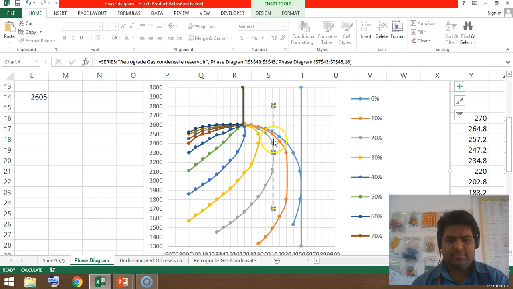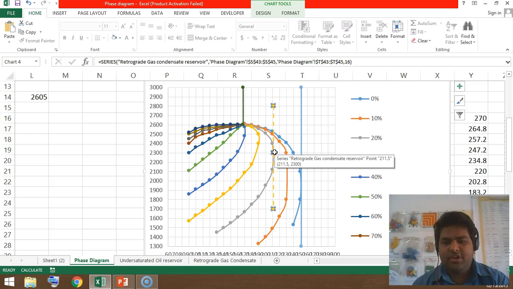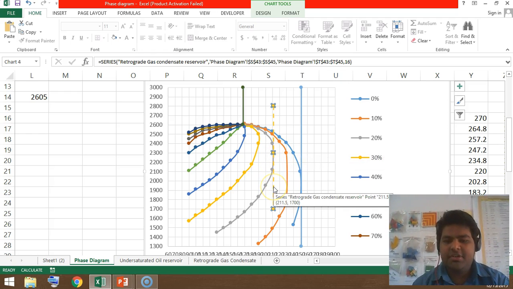But then as we produce further, the pressure drops further in the reservoir, and it reaches a point where the liquid percentage is maximum. After that, if we drop the pressure further, then as you can see in the phase diagram, the liquid percentage will start to reduce. This was the maximum liquid percentage that will be achieved in the reservoir. But after that, the liquid starts to vaporize as we drop the pressure further.